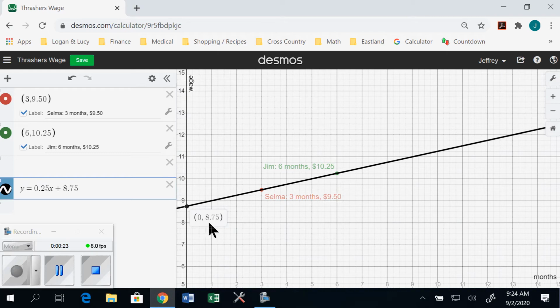We have the beginning salary here. We have how much they make after 1 month, $9 an hour. After 2 months, $9.25. We of course still have the 3 and the 6, but now we can go all the way to a year in advance. After 1 year, the employees here would be making $11.75. Writing the equation of a line, you start with just two of the answers, but once you've written the equation, now you have all of the answers.